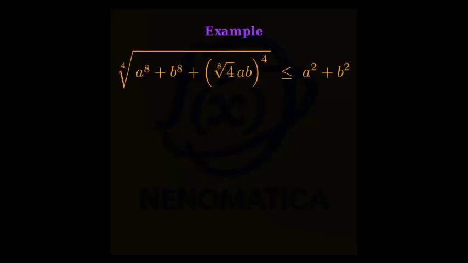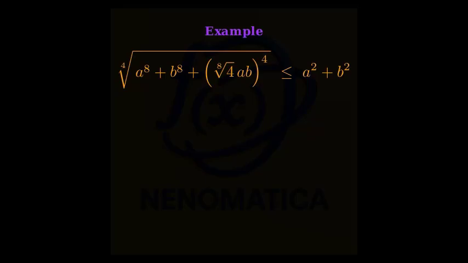In this example, we will prove an inequality for all real numbers a and b. First, show the word example. Now, display the problem we aim to prove. It reads, the fourth root of a to the 8th plus b to the 8th plus the quantity 8th root of 4 times ab raised to the 4th is less than or equal to a squared plus b squared.